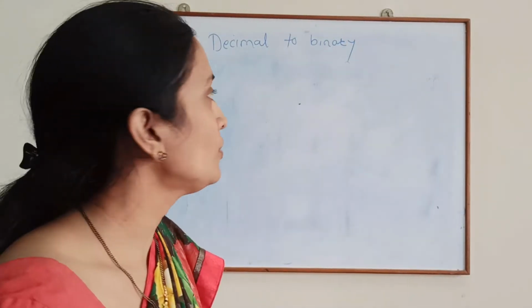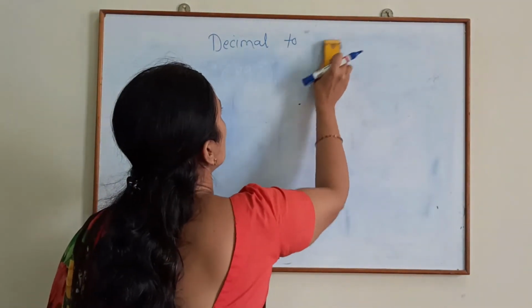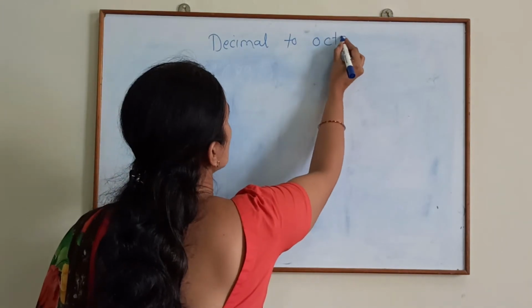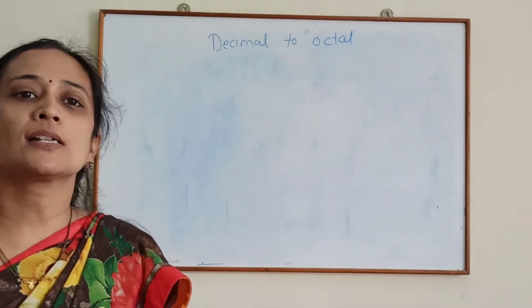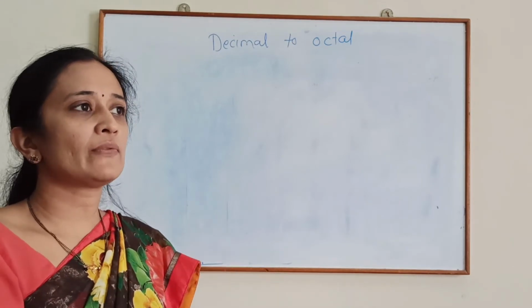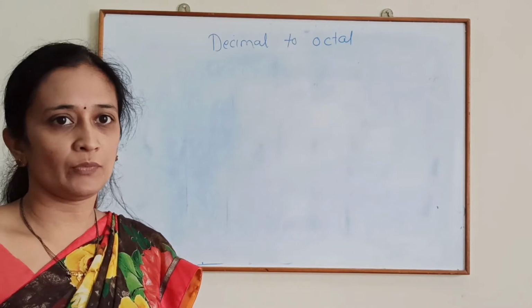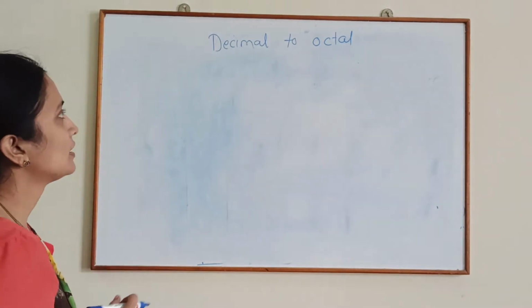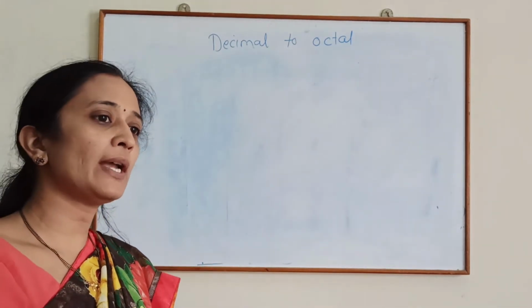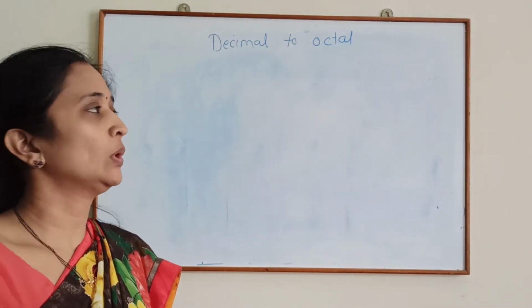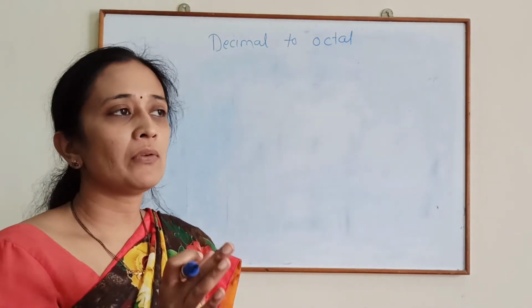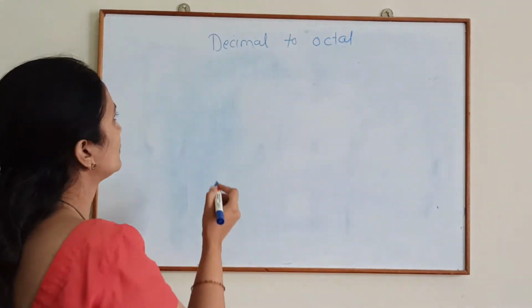Now we will see how to convert a decimal number to its octal equivalent. What is an octal number? An octal number is a number with base 8. In the octal number system, numbers will be from 0 to 7. Total 8 numbers will be there. It is the same as the conversion of decimal to binary. In decimal to binary, we were dividing the number by 2, and in conversion from decimal to octal, we will divide the number by 8.